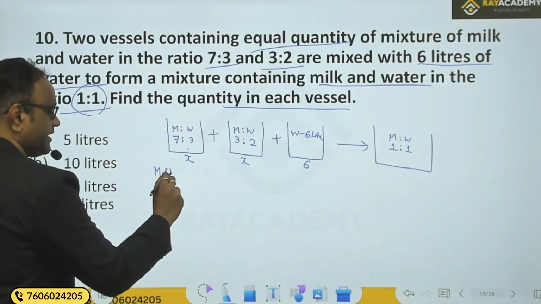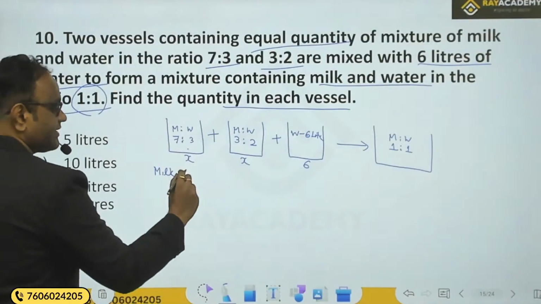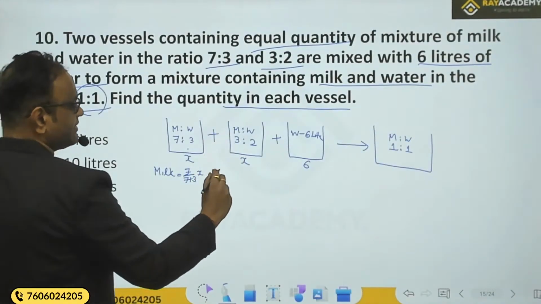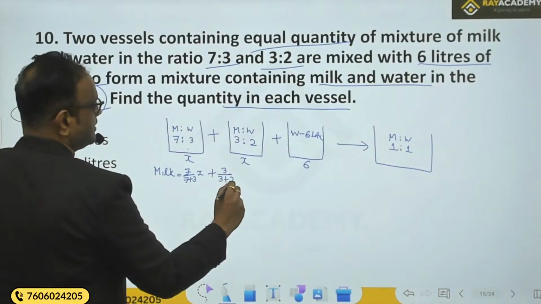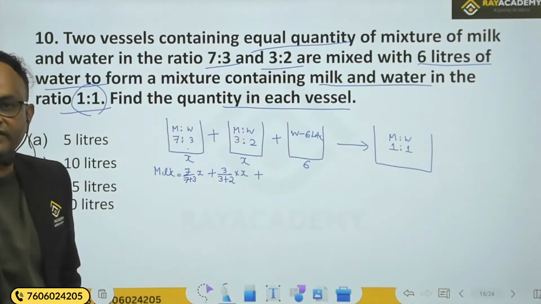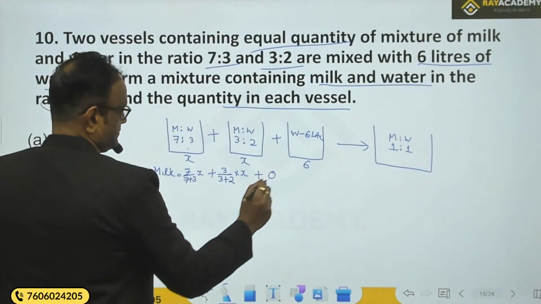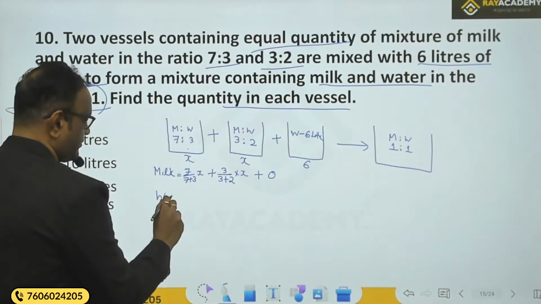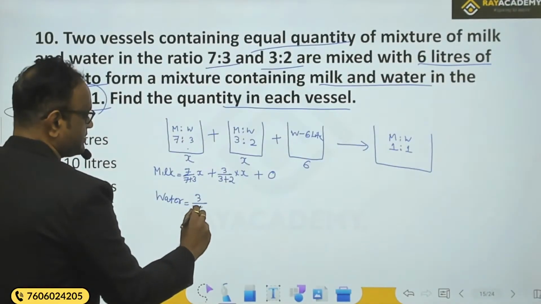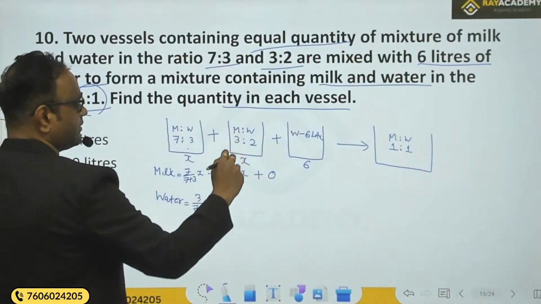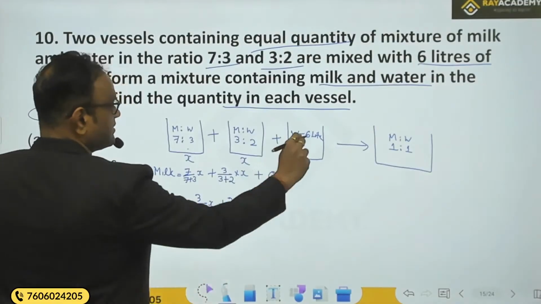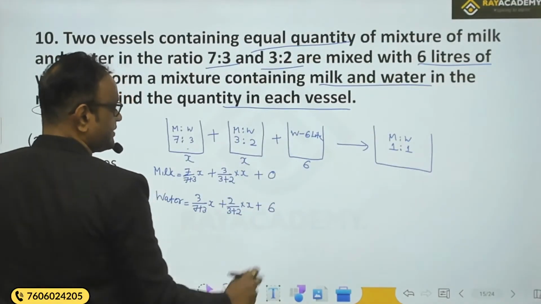What is the total milk in the mixture? First container milk is 7 divided by 7 plus 3 into x. Second container milk is 3 divided by 3 plus 2 into x. Third container has no milk, all water, so 0. Now the calculation for water. First container water is 3 divided by 7 plus 3 into x. Second container water is 2 divided by 3 plus 2 into x. Third container water is 6 liters itself, so 6.